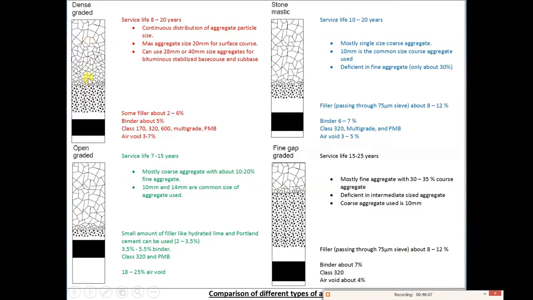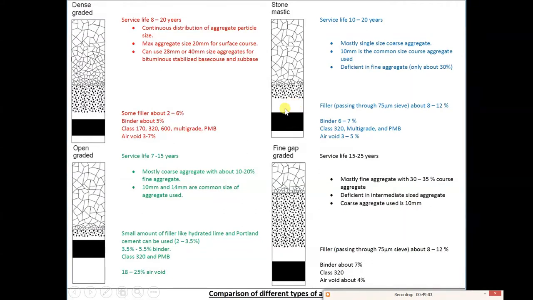As compared to open graded, the strength will be only friction, because you don't have much cement paste, as there is very little filler and very little fine aggregate. So there's not much paste, or mastic. For open graded, the strength is mostly due to friction. The stone mastic has both good friction, because it has a lot of big size aggregate, and also a good bitumen paste, mastic, M-A-S-T-I-C.